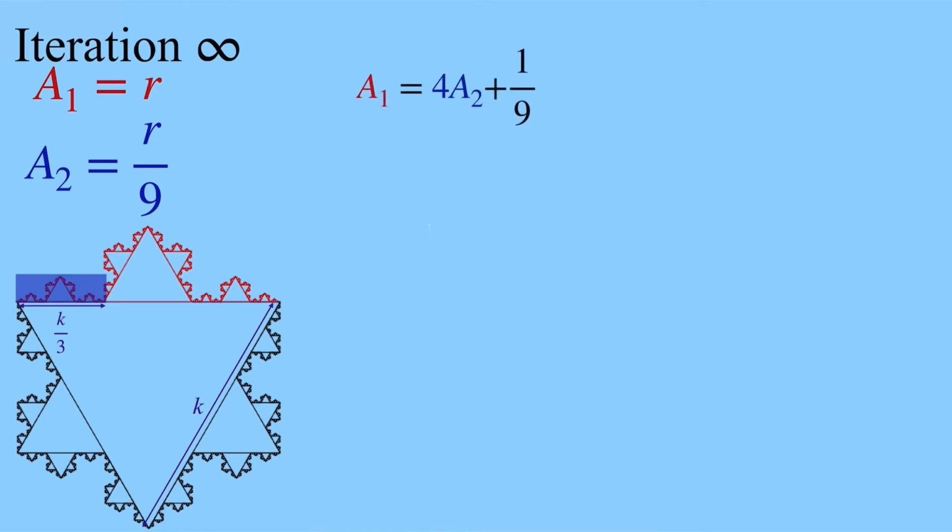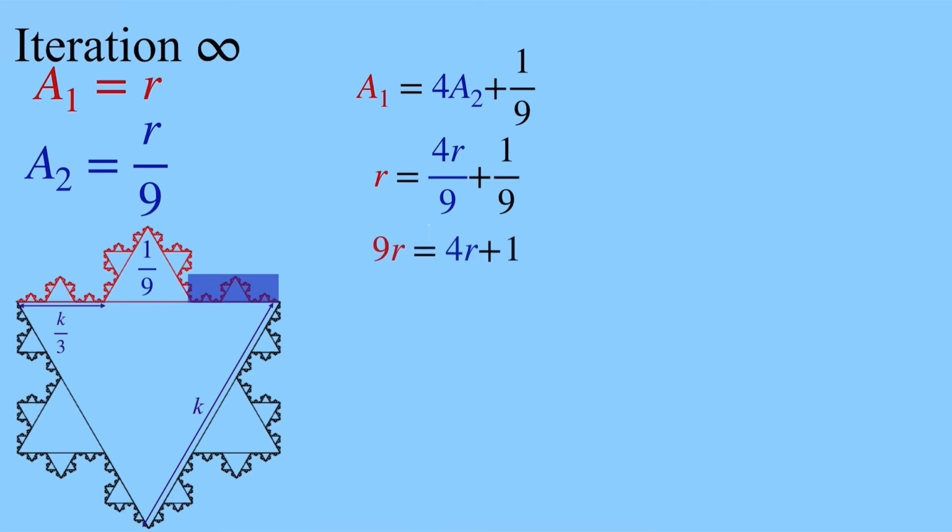Or to be precise, we can say that A1 is equal to 4A2 plus a ninth. Where exactly does this come from? Well, if you look in the bottom left, the red Koch curve, so all of A1, is made up of 4 of the smaller Koch curves highlighted in blue, plus the big equilateral triangle at the centre, which we know has an area of a ninth, just from iteration 2. And we can now substitute our values for A1 and A2 in terms of r, giving us r equals 4r over 9 plus a ninth, and then we can just manipulate this to eventually get r equals 0.2.